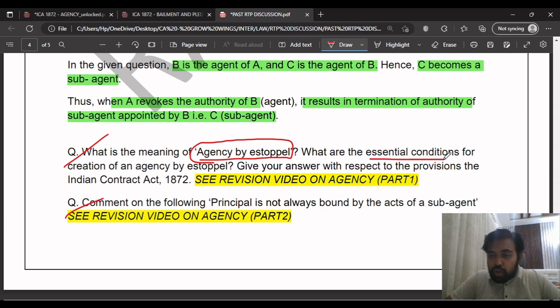And next is, what are the essential conditions for the creation of agency by estoppel? You have to see my revision video part 1. In that, in the timestamp I've given an important symbol also. In the description I've given the agency by estoppel timestamp. You can click on it and see it in revision video part 1. I won't discuss it here because I've discussed it there. You can go and see that and write this answer.